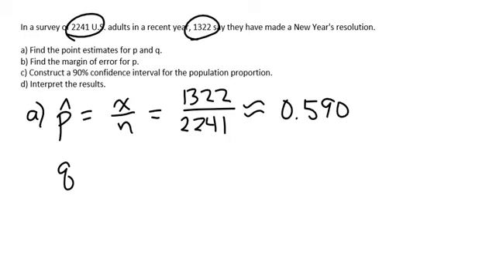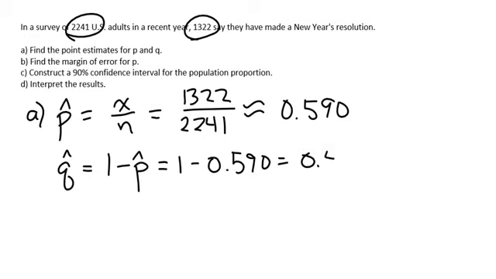Now, to calculate Q hat, we say 1 minus P hat, which is 1 minus 0.590, which is equal to 0.410.